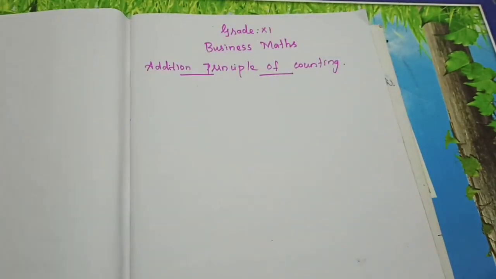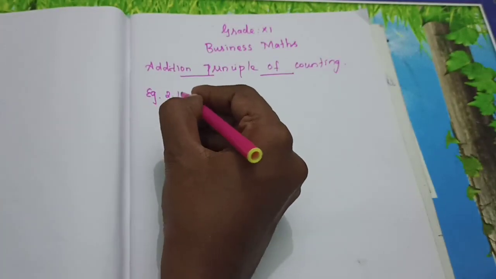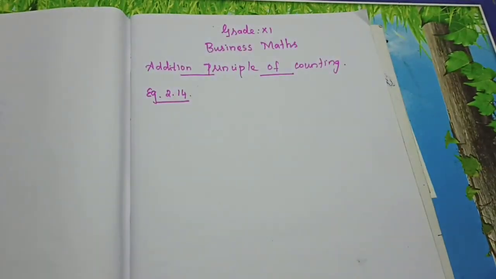I am reading the question from your book. Example 2.14. There are 6 books on commerce and 5 books on accountancy in a bookshop. In how many ways can a student purchase either a book on commerce or a book on accountancy? So the either-or condition is there. Which principle will we use here? Addition principle of counting.